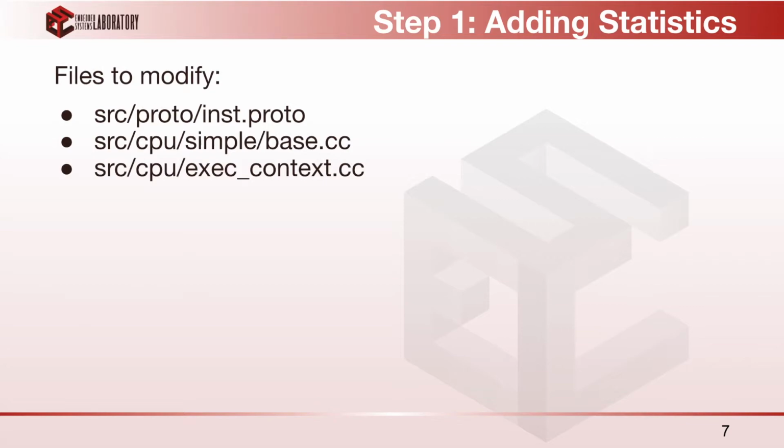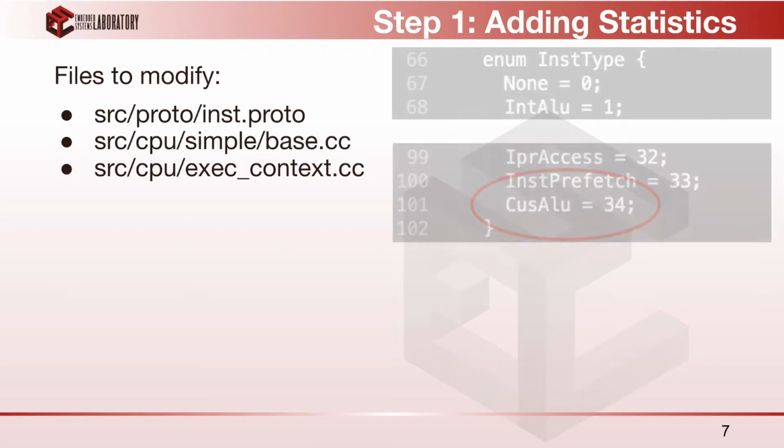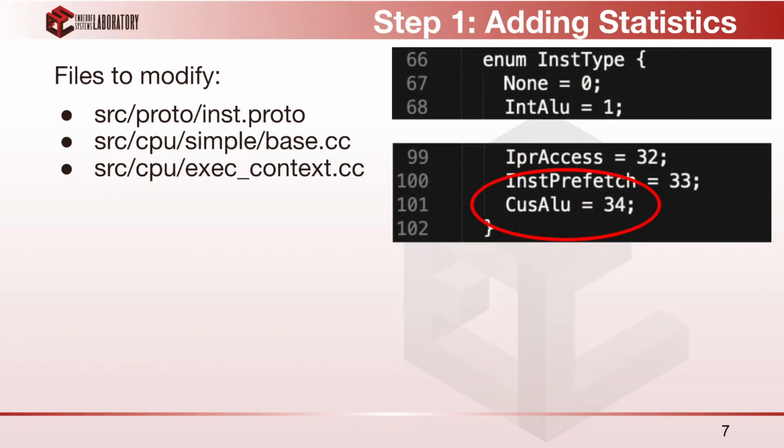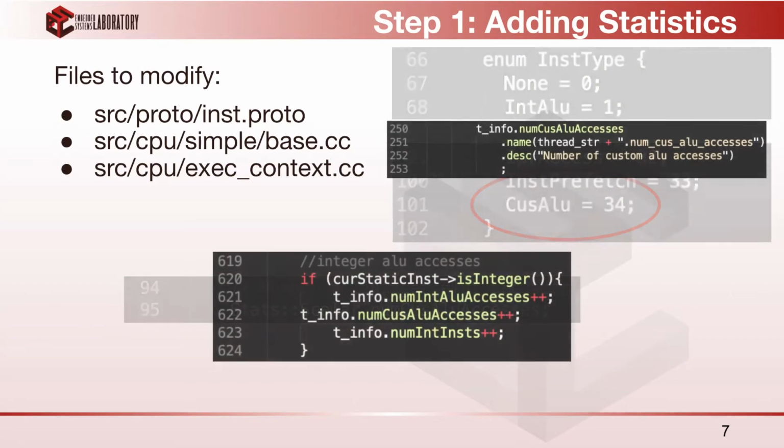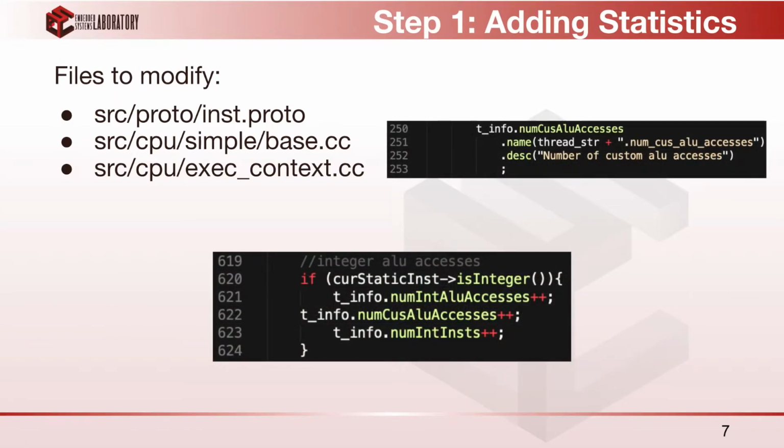The files you will need to modify are listed here. Essentially, what you are adding here is a new instruction type that can be tracked in the gem5 statistics file at the output of your gem5 run. In the inst.proto file, you are simply adding an index for your custom instruction enumeration. In the execcontext.cc file, you are adding the stats variable that tracks how many times the instruction was called. And finally, in the base.cc file, you are adding the statistics name and feature to the stats file for gem5, as well as incrementing the stat every time the instruction is run.